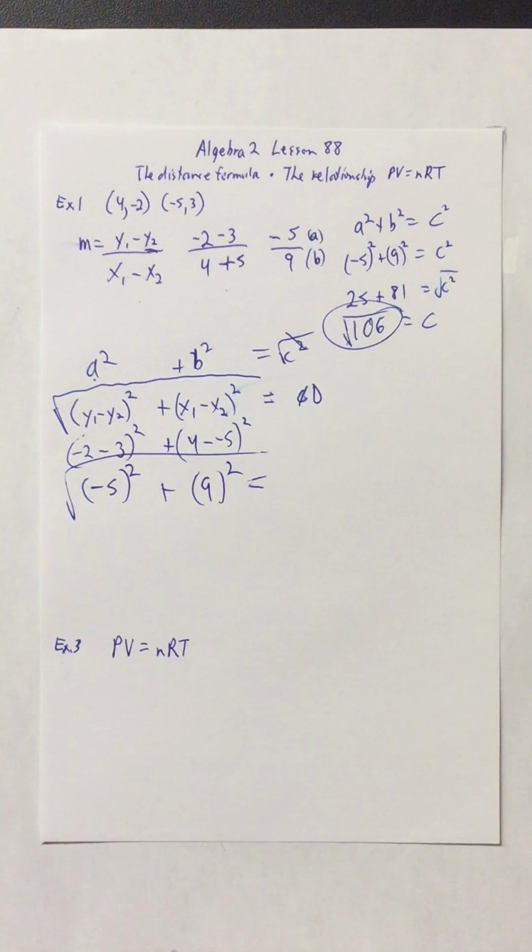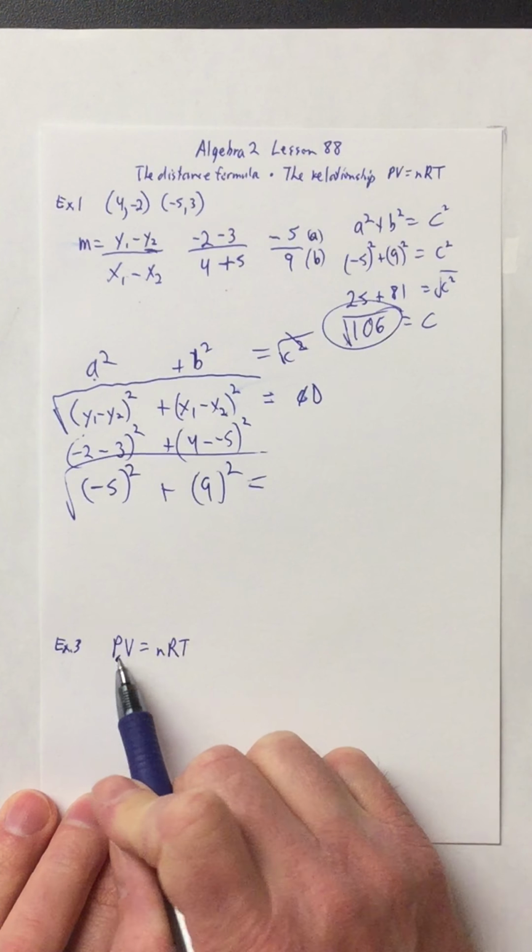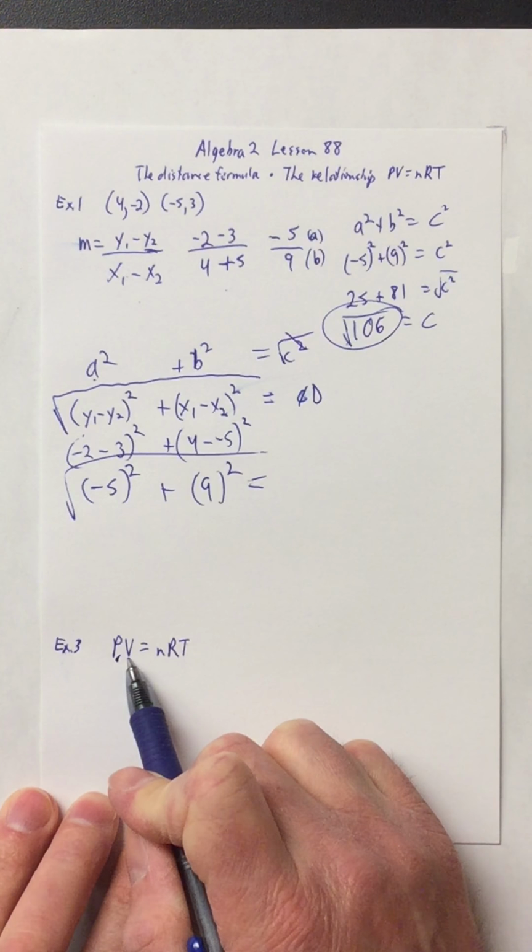Okay, moving on to the second part of our problem. This is some physical science, with an equation to solve the relationship between these. The P stands for pressure in atmospheres. The V stands for volume in liters.